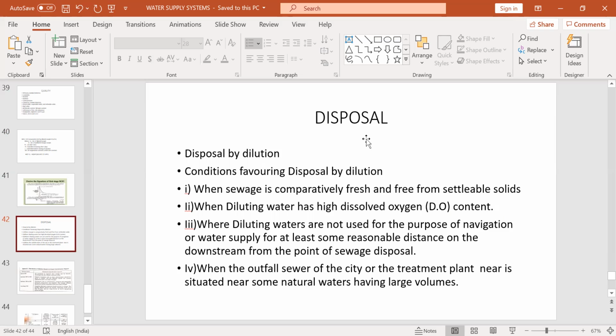Like if the point of sewage disposal is A, you can dispose it to a point B, say at a distance of 5 kilometers from point A, so that point A is not affected by the disposal, because anyway from the upstream to the downstream, that sewage mixture will be carried out, so it will get diluted. Fourth is when the outfall sewer of the city or the treatment plant is situated near some natural waters having large volumes. So this is the last point.